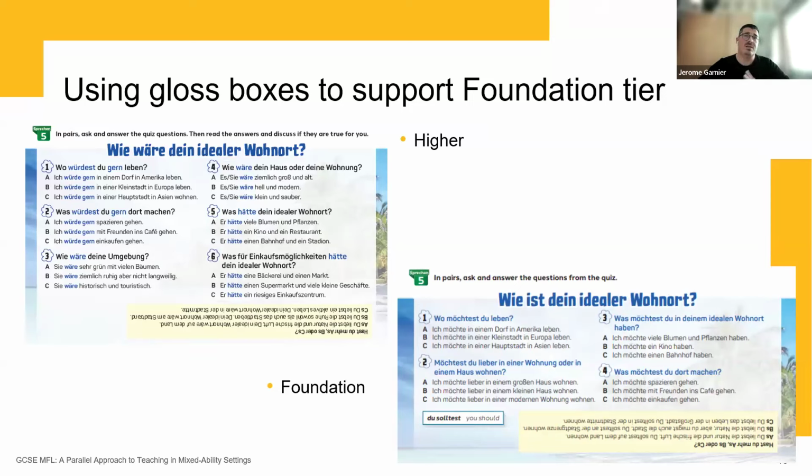So this is an example of the German student book. For higher, for example, they have got 6 questions, but for foundation, they have only got 4 questions and some more challenging vocabulary being glossed at the bottom of the page.